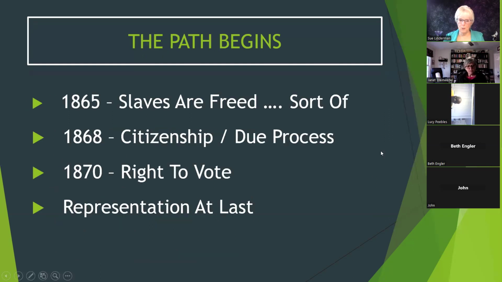So going back to the path to enfranchisement of African Americans in our country, we know that in 1865, the 13th Amendment was passed that abolished slavery, except in the circumstance of conviction of a crime. In 1868, citizenship and due process were accorded to African Americans. In 1870, the right to vote. And that meant representation at last.